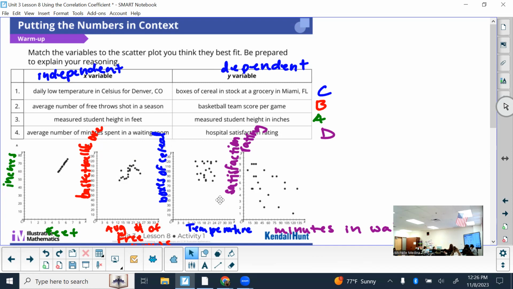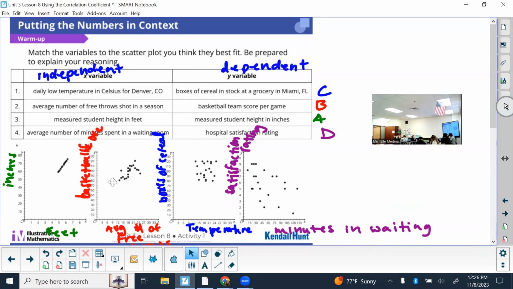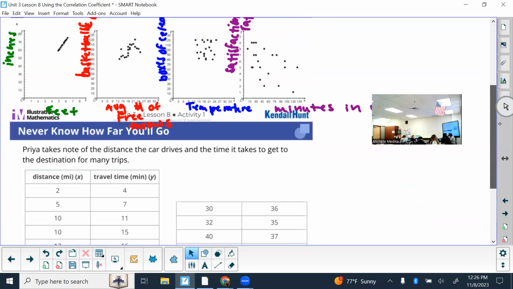For these other ones, take the one that would have no correlation. That would be temperature compared to boxes of cereal. There's no relationship between the temperature in Colorado and the number of boxes of cereal in Florida. That's why the graph would look like this. So that's what you should have done in your warm up, is pair them appropriately. Here's the answers. All right, but moving on.